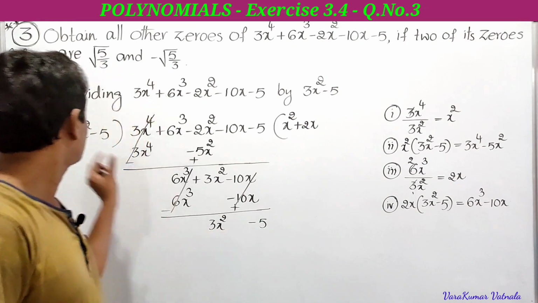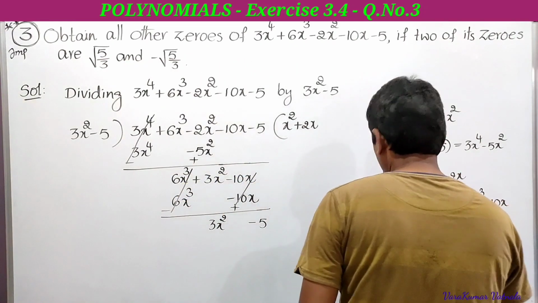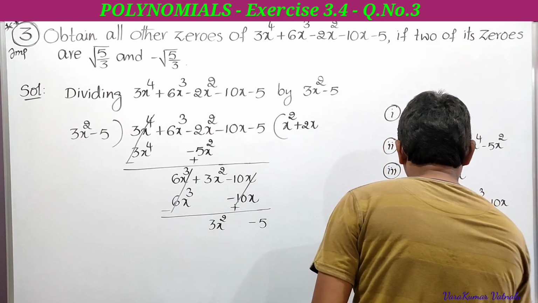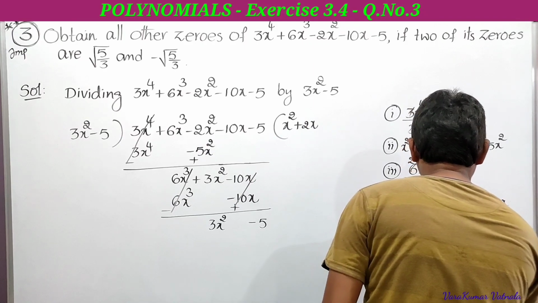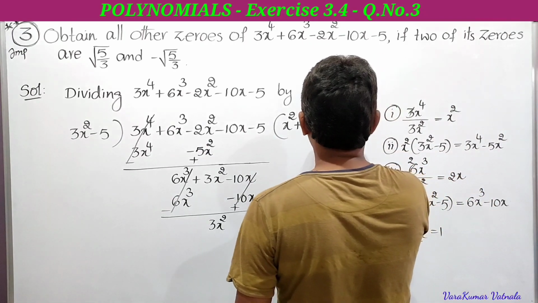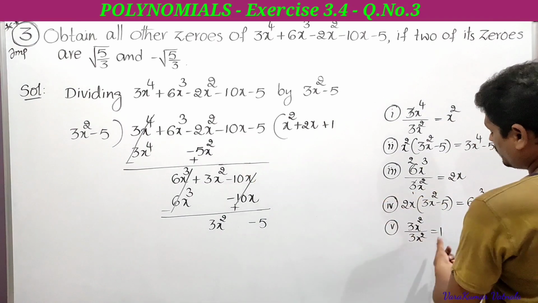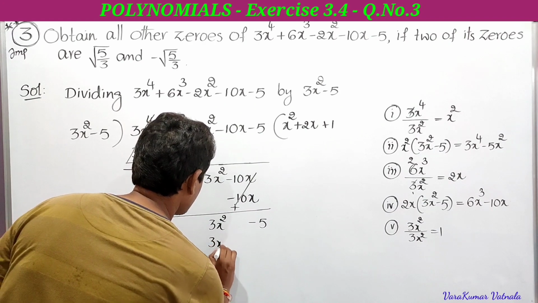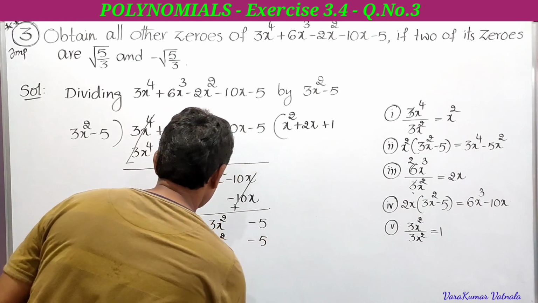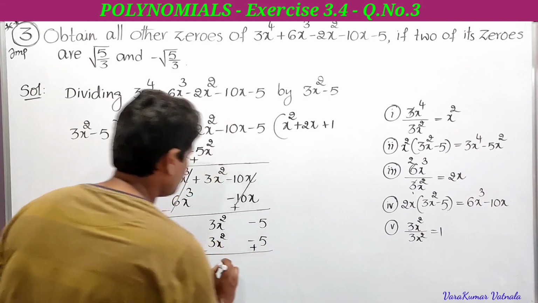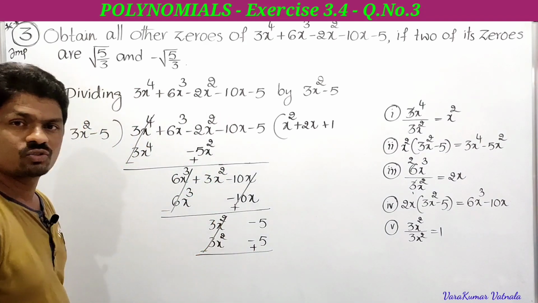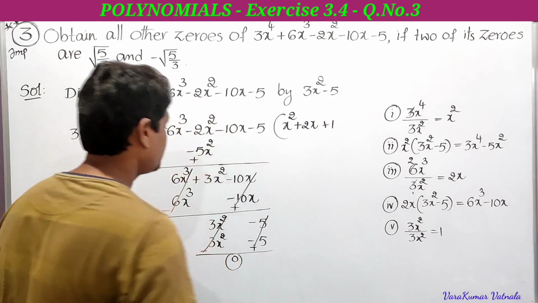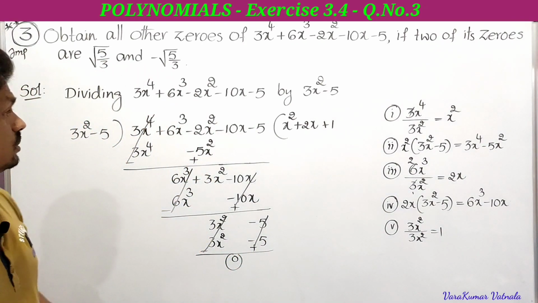So divide 3x square by 3x square, we can get 1. Write this 1. So now we have to divide 3x square minus 5 with 1. We can get 3x square minus 5 only. So I am writing 3x square minus 5 directly. So by subtraction it becomes minus, it becomes plus. 3x square minus 3x square gets cancelled. Minus 5 plus 5 gets cancelled. So here the remainder is 0.